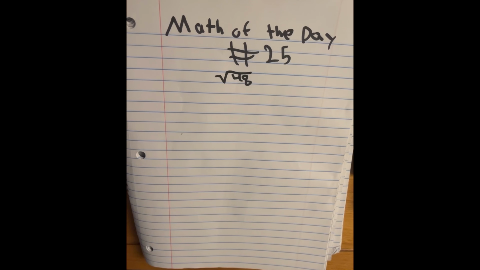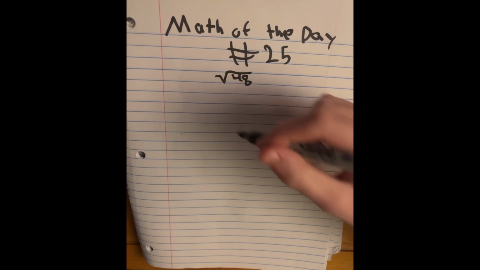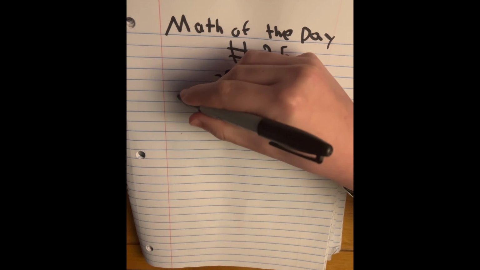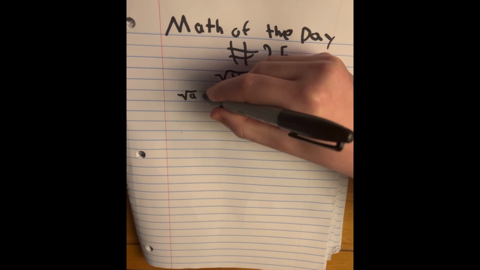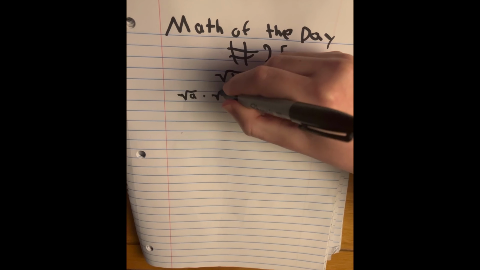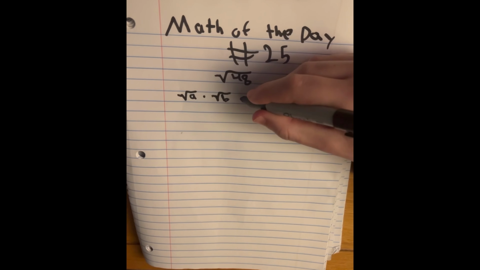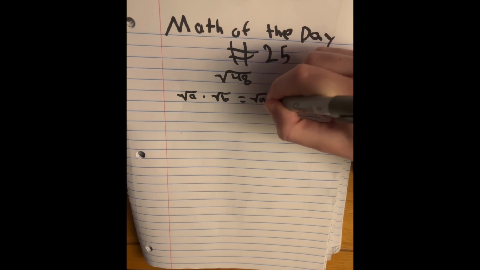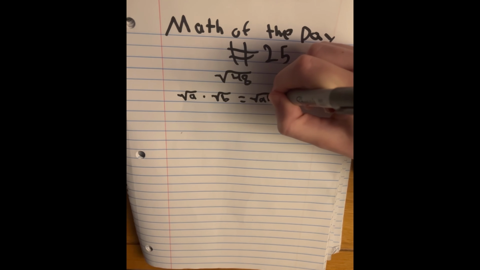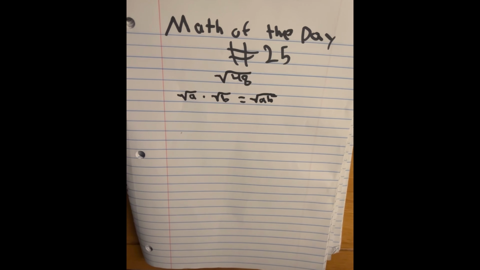The main concept that we're going to use here is the formula: the square root of a times the square root of b equals the square root of a times b. Now if that doesn't make sense, let's give an example.